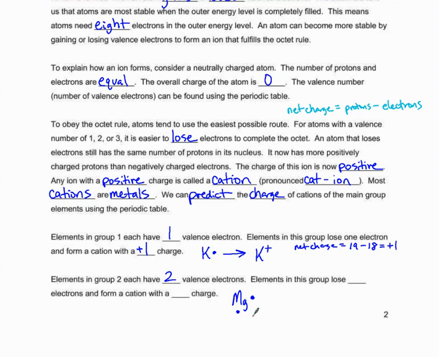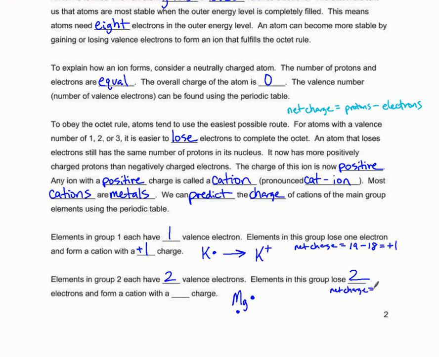So magnesium will, in some circumstances, get rid of these 2 valence electrons. They will lose both of those electrons because it wants the complete octet. It is easier to get rid of these 2 than it is to find 6 others. So it's going to lose 2 electrons. And so here's our net charge.